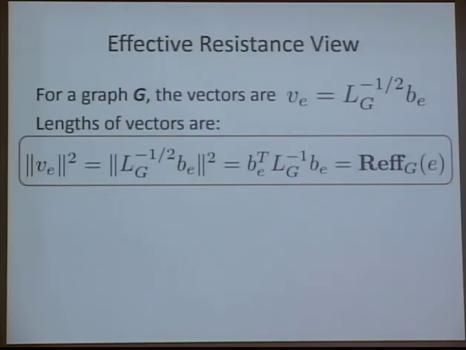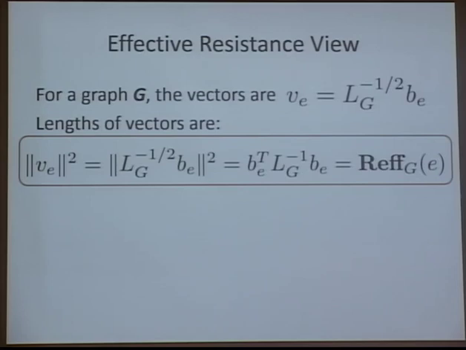There's something even nicer. Let's look at what the vectors are for a graph. You start off with these incidence vectors b_e, which have a +1 and a -1. Then I'm interested in reducing to this problem of approximating the identity. So I rescale them by Lg to the minus half, where Lg is the Laplacian. Now what are the norms of these rescaled vectors v_e? It's the norm of Lg to the minus half b_e, squared. The norm squared is just the inner product, so I open it up and get a quadratic form in the inverse of the Laplacian.